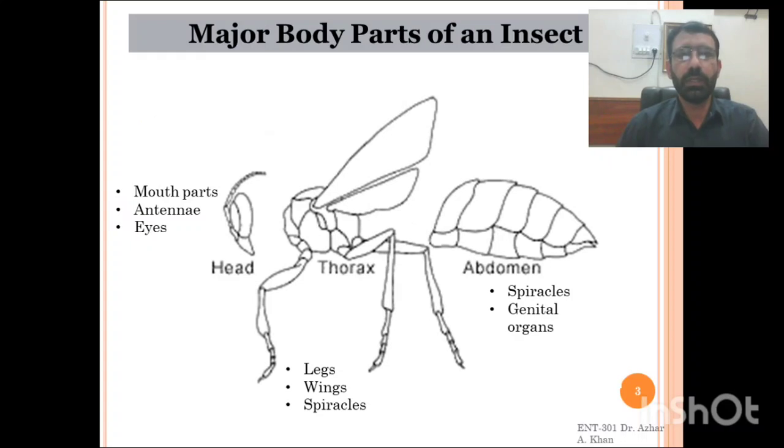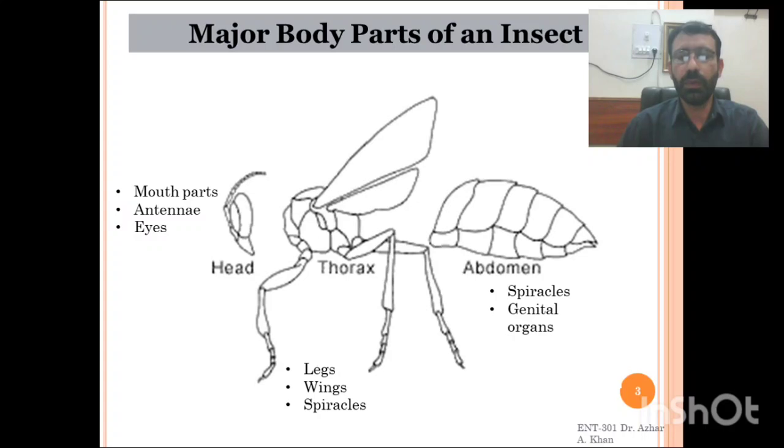So coming to the major body parts of an insect, generally an insect is divided into three main regions: head, thorax, and abdomen. On the head, an insect has mouth parts, antenna, compound eyes and simple eyes. On the thorax, there are legs, wings, and spiracles. And on the abdomen, the insect has spiracles and the genital organ.